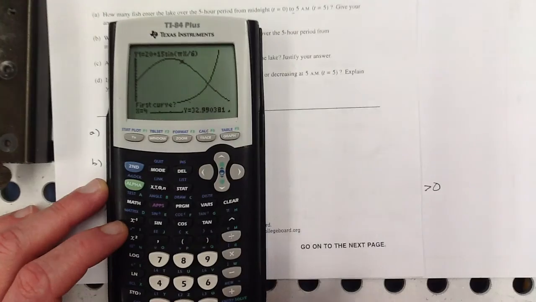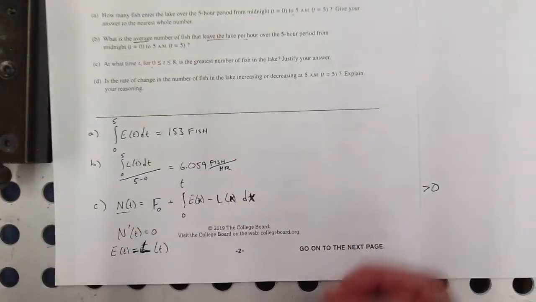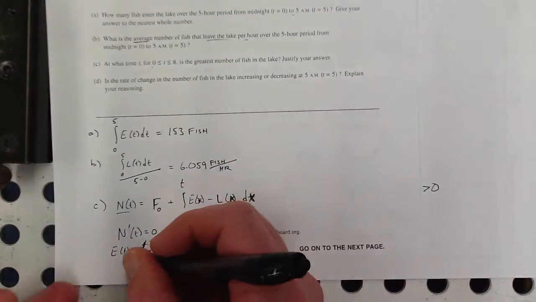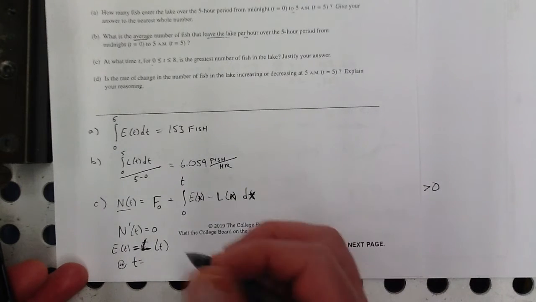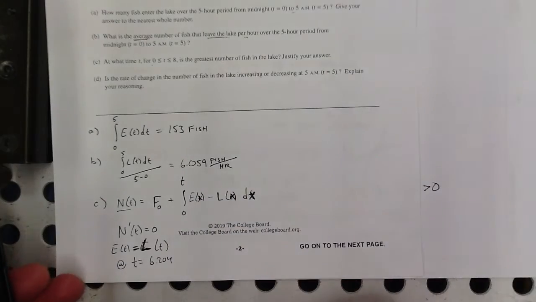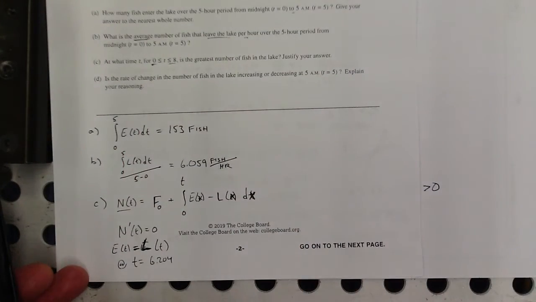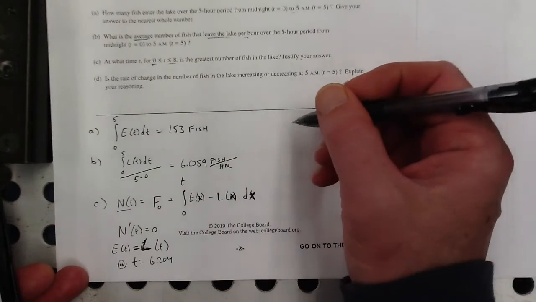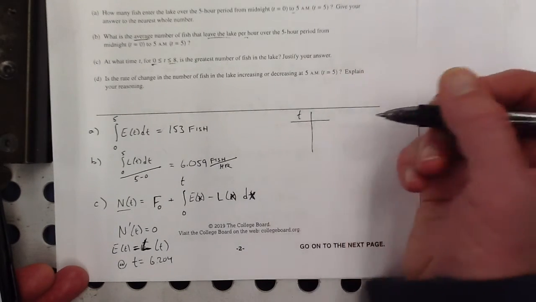I only have 2 curves in here. So first curve, second curve. And yep, there's our little cursor there. So that happens at t is equal to 6.204. And I'm looking for the maximum on a closed interval. So I'm going to move over here and find the time here.